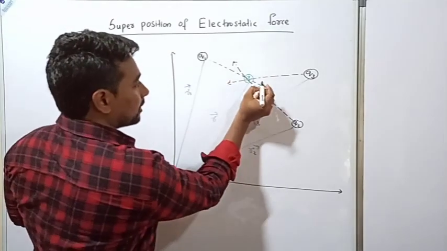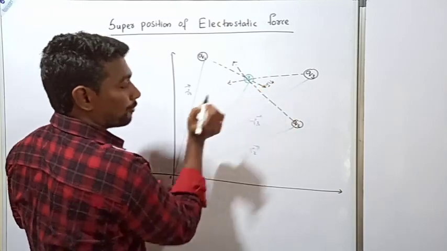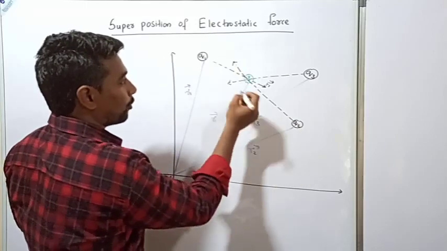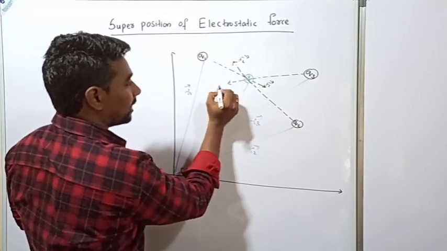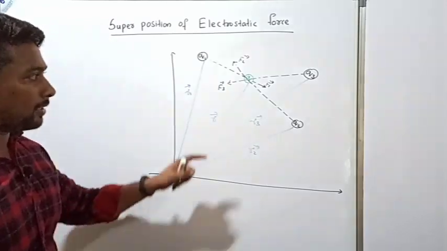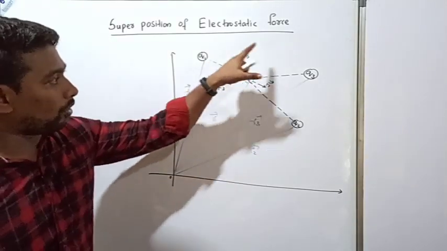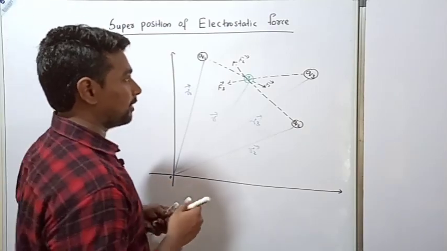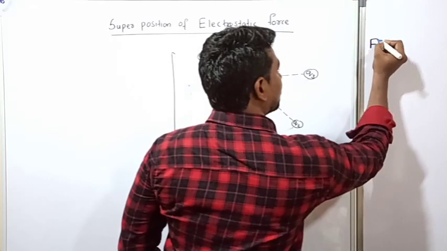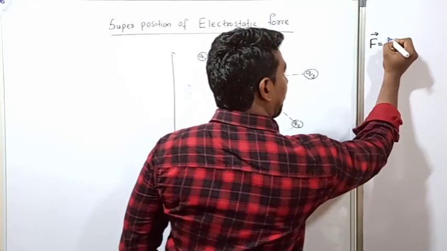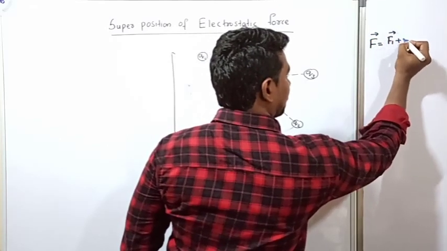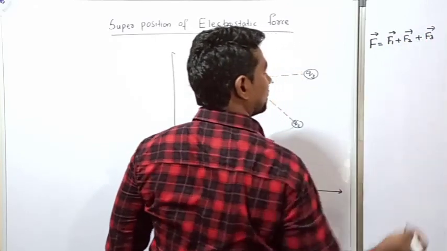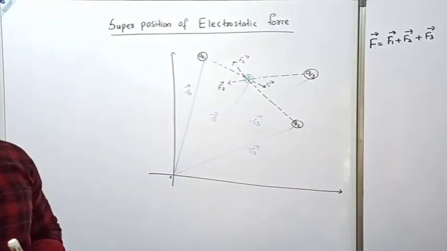This was vector F1, the force on this charge due to q1. For q2 this force is vector F2, and this is F3. That means the resultant force on this charge due to all these forces can be written as vector F equal to vector F1 plus vector F2 plus vector F3, since we are considering only three charges.